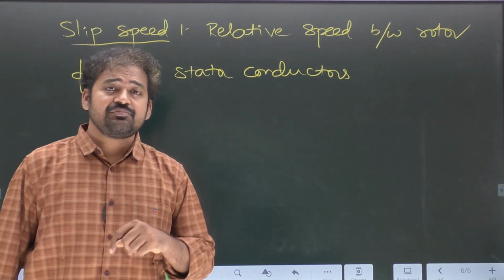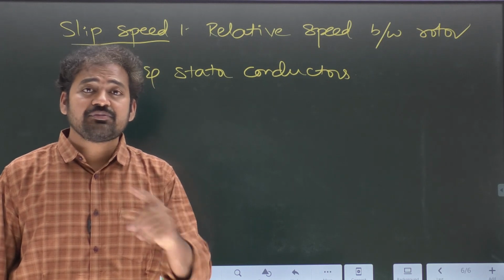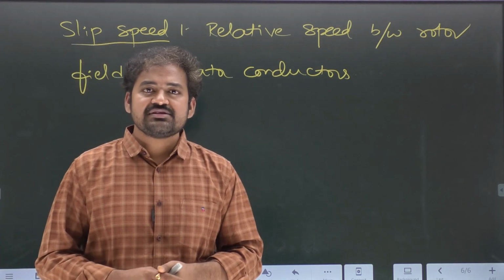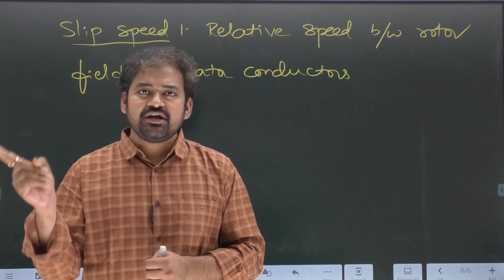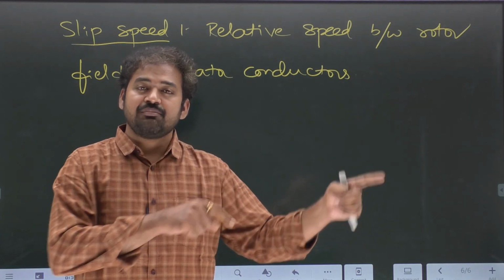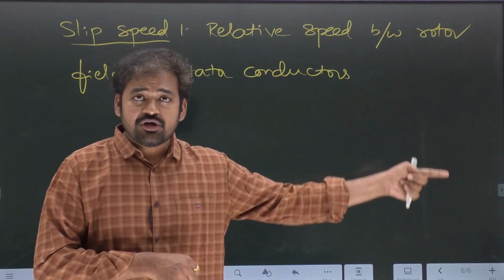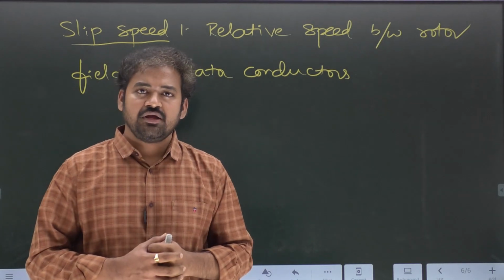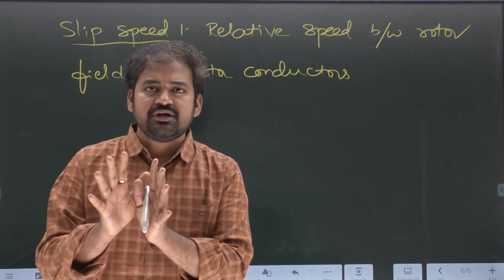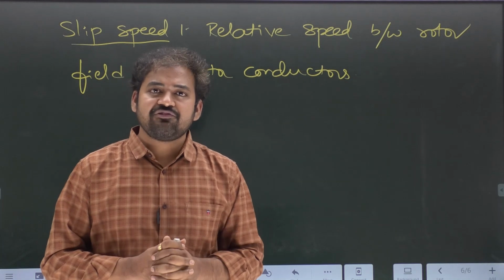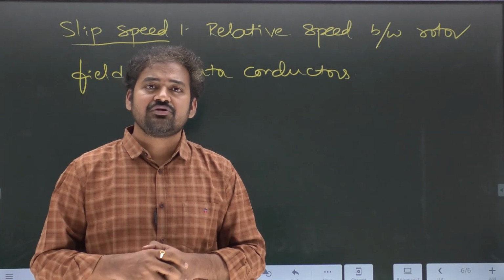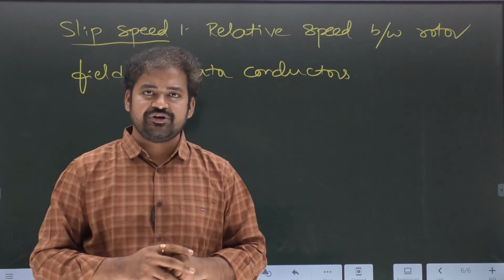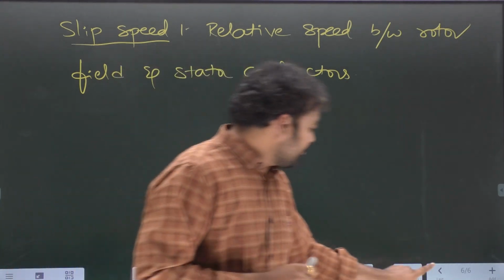In the previous case, when the machine is excited from stator side, slip speed is the relative speed between stator field and rotor conductors. But now it is the relative speed between rotor field and stator conductors. And the moment you know slip speed, you can immediately calculate the value of slip, because S is equal to slip speed by synchronous speed. Understand?